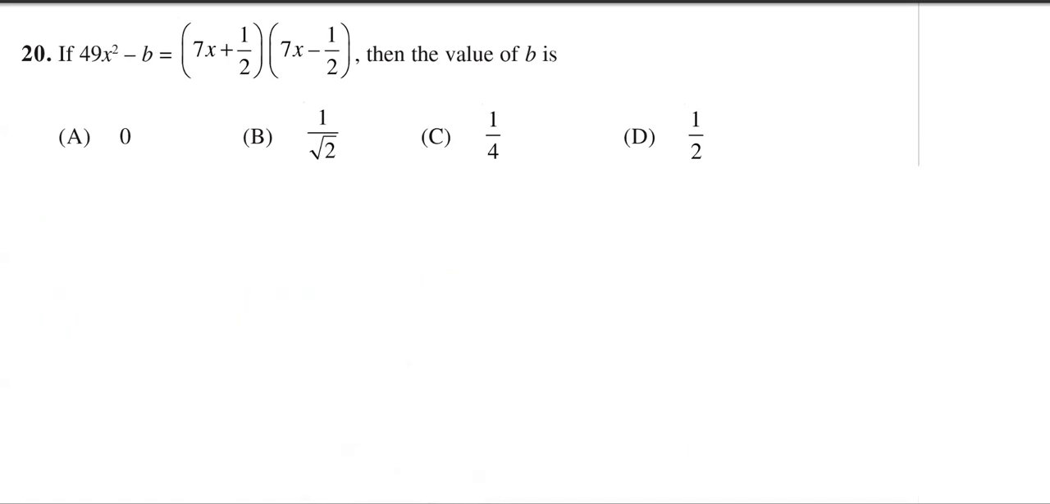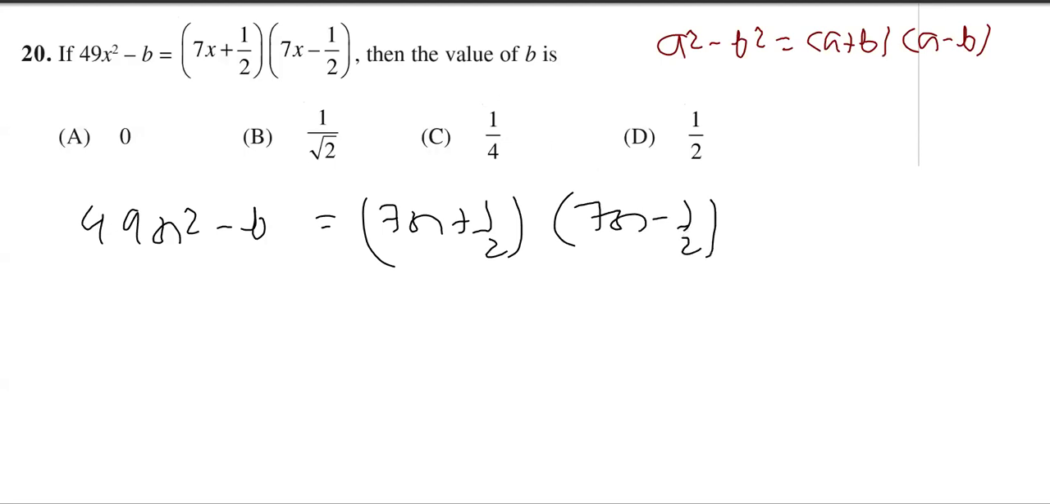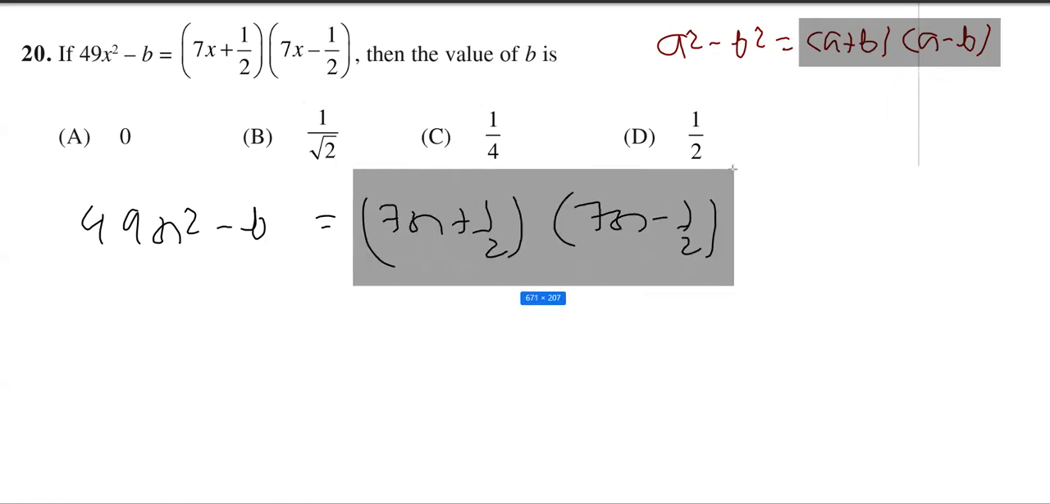Now, question number 20. This question is based on this identity, that is the third identity, what we say as a square minus b square is equal to a plus b multiplied by a minus b. And it can be applied in the reverse order also. Now, if I first write the question here, this is 49 times x square minus b is equal to 7x plus half multiplied by 7x minus half. Now check here, we have a plus b into a minus b. This is in the form of a plus b into a minus b.